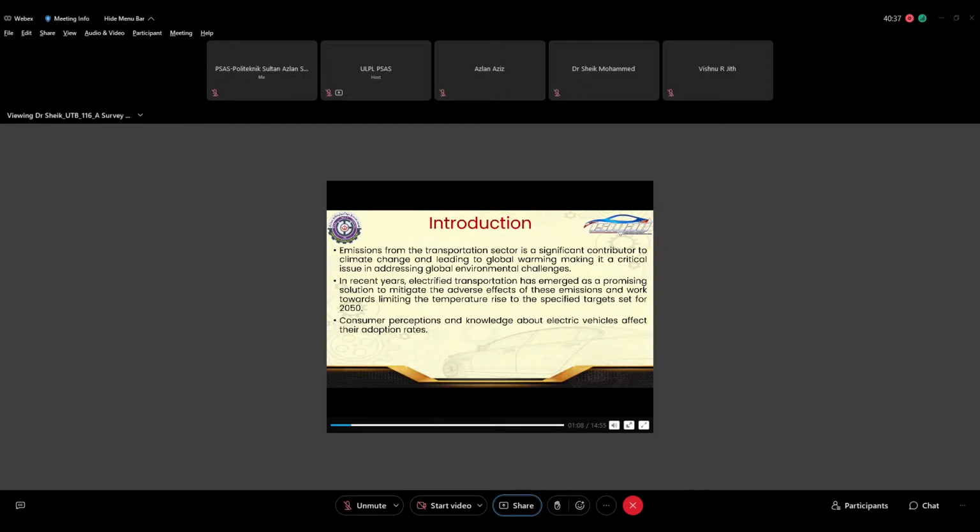Though electric vehicles are growing and the market is emerging, and people are thinking about buying electric vehicles, still the consumer perceptions and knowledge about electric vehicles really affect the adoption rates. So a public opinion survey was conducted in Brunei Darussalam for understanding the vehicle usage pattern, travel behavior, and the willingness of individuals to transition to electric vehicles.